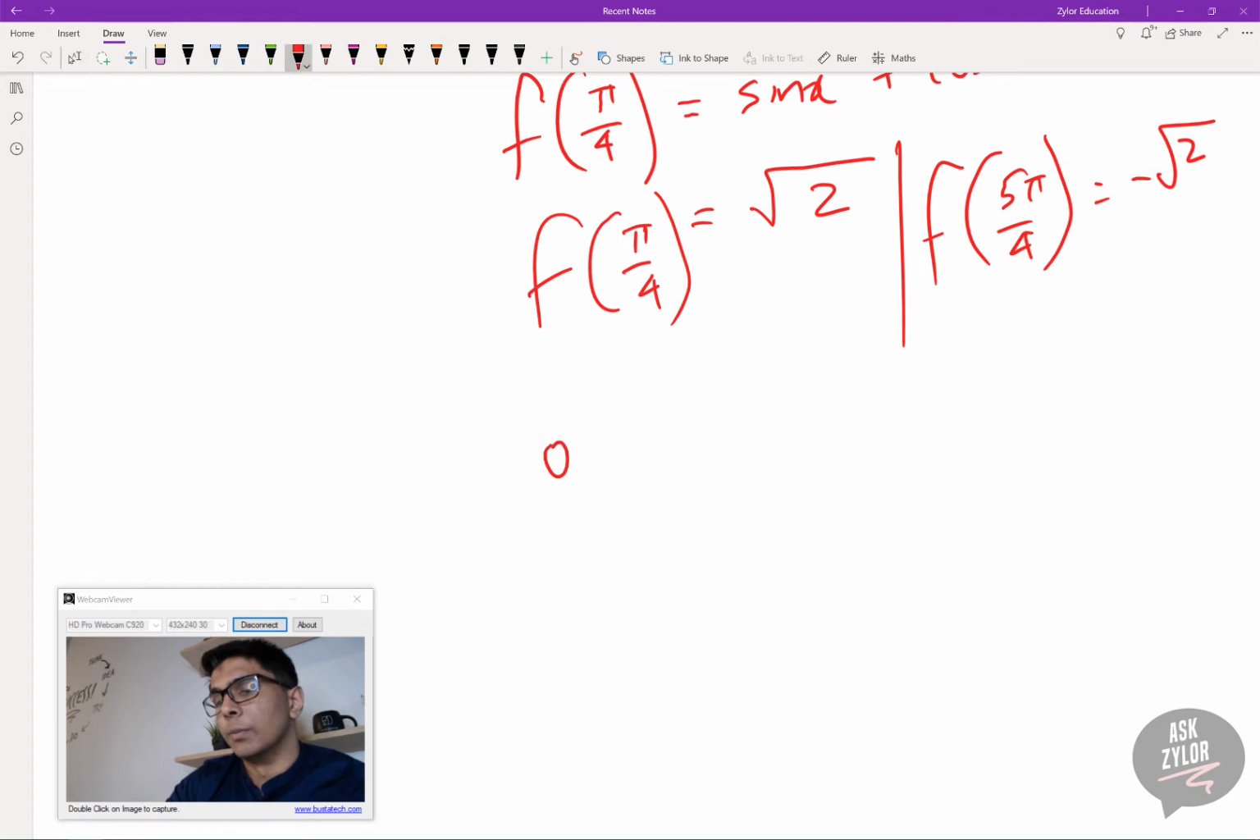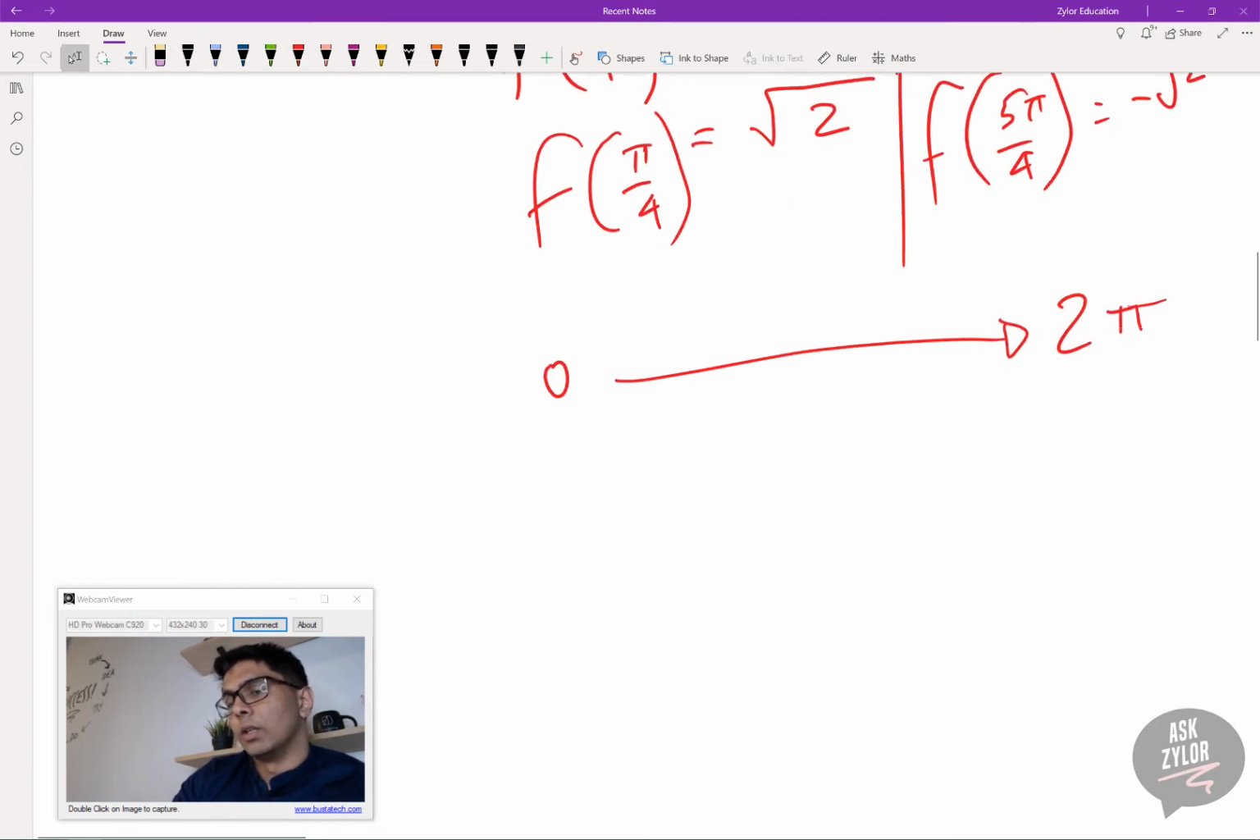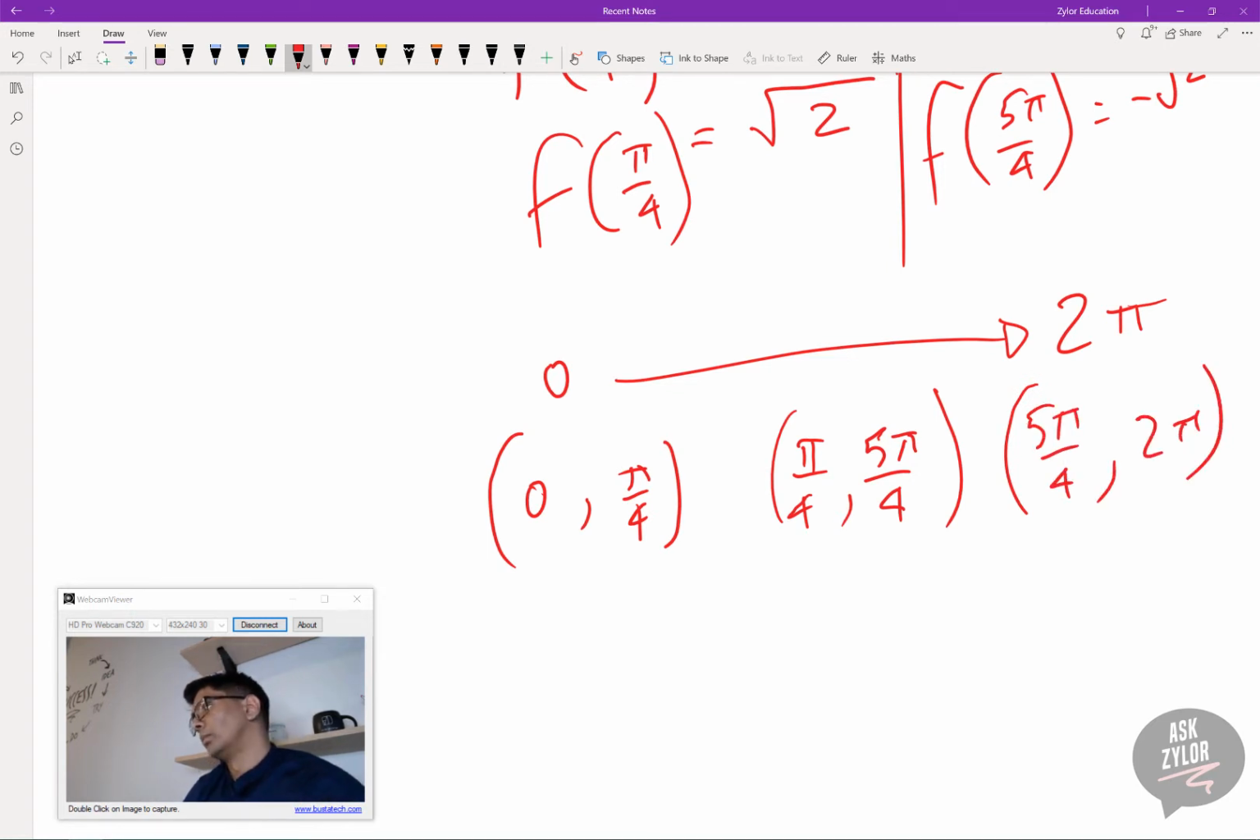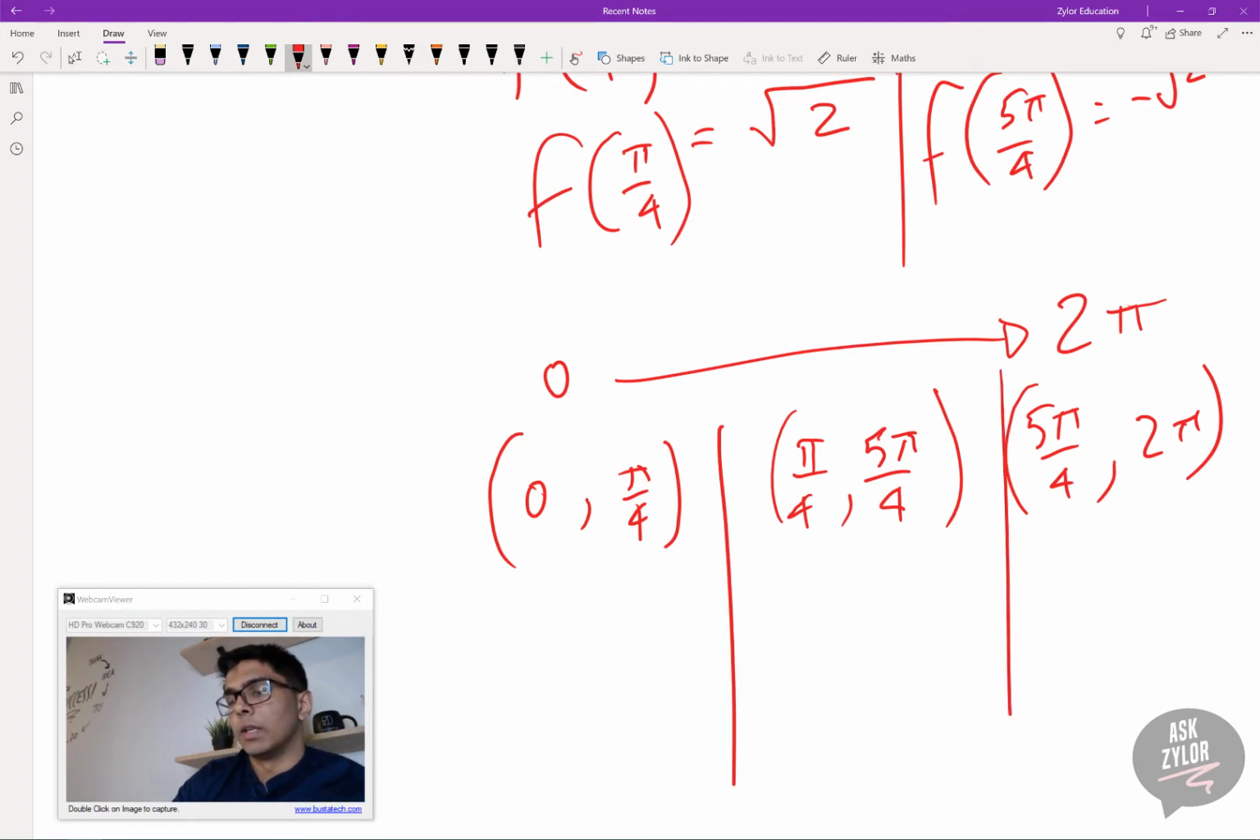So what I should do is draw up an interval table. So what happens from 0 all the way up to 2 pi. So I'm going to do 0 to pi over 4, pi over 4 to 5 pi over 4, and then 5 pi over 4 to 2 pi. What is happening in between these?